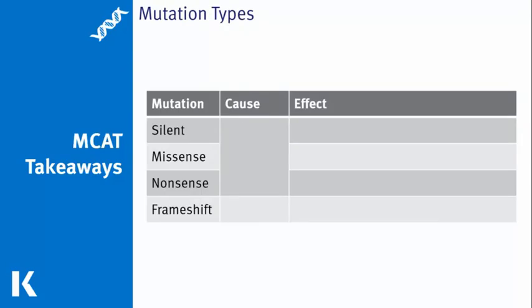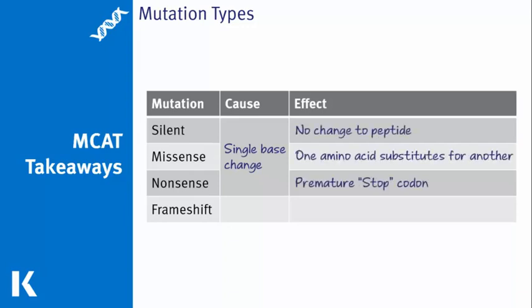And last, the different types of mutation. Silent, missense, and nonsense are all single base change mutations and result in varying effects. The frameshift mutation results from the addition or subtraction of a base and drastically alters the polypeptide protein sequence.